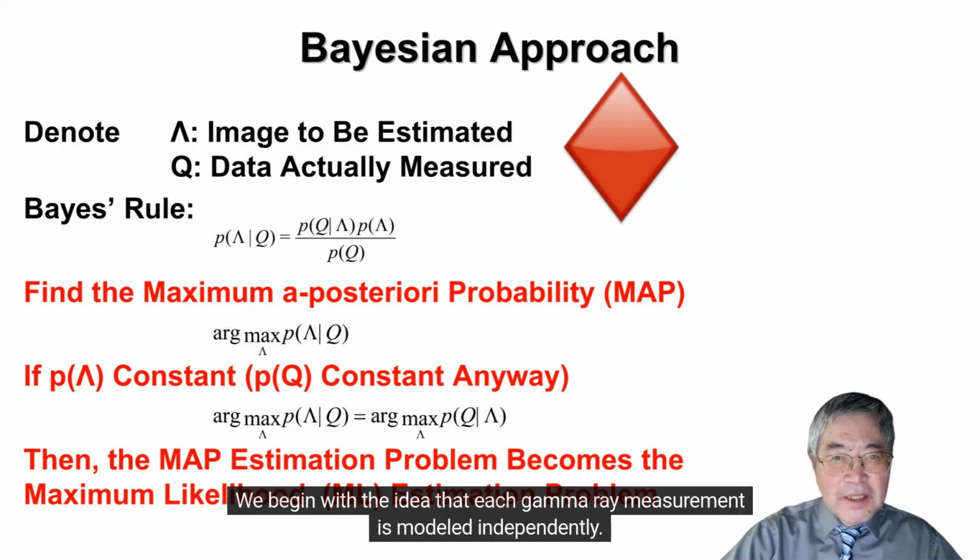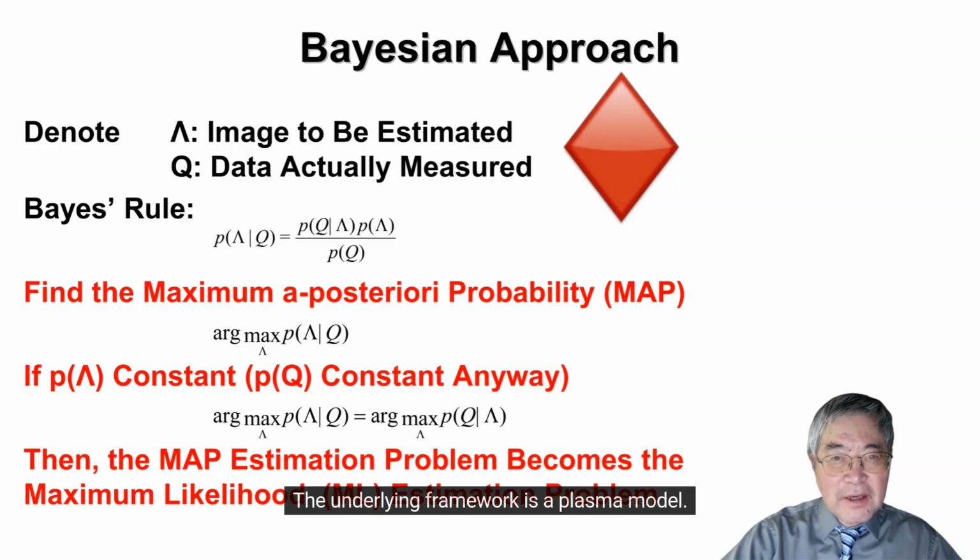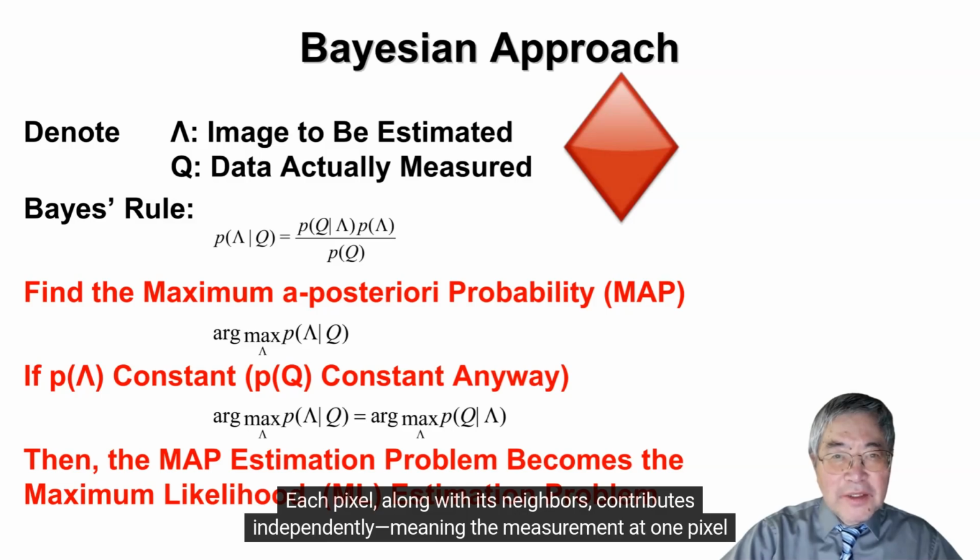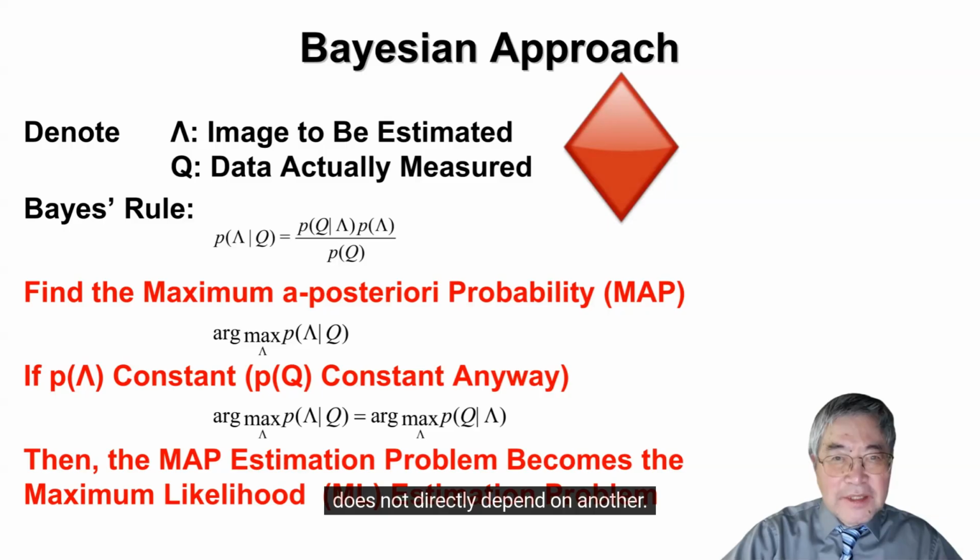We begin with the idea that each gamma-ray measurement is modeled independently. The underlying framework is a plasma model. Consider an image made up of pixels. Each pixel, along with its neighbors, contributes independently, meaning the measurement at one pixel does not directly depend on another.